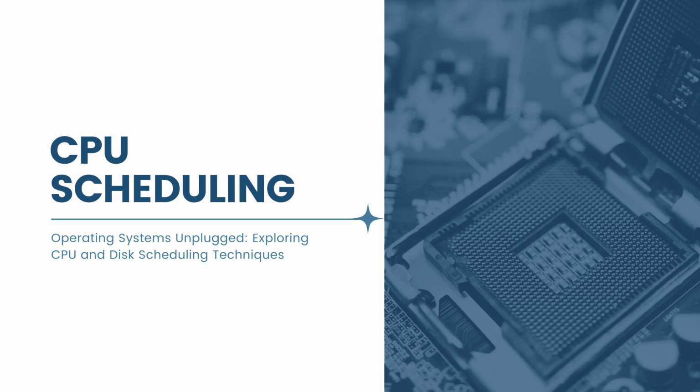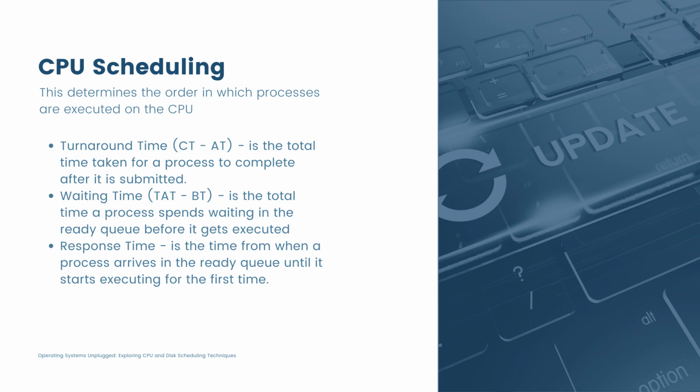CPU scheduling is the process of determining the order of the execution of processes in the CPU. It has different methods that will be tackled later on, but let's first know more about CPU scheduling. Let's talk about the process execution cycle. Turnaround time is the total time it takes for a process to be completed after it is executed. The formula for the turnaround time is the difference between completion time and the arrival time of the process. Arrival time, as the word says, is the time the process arrives in the queue.